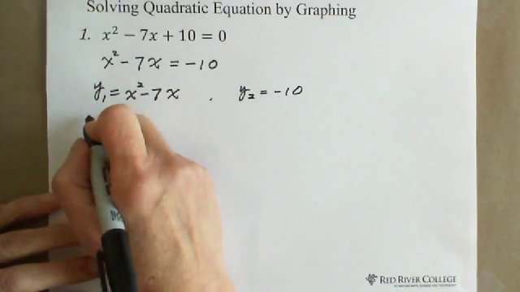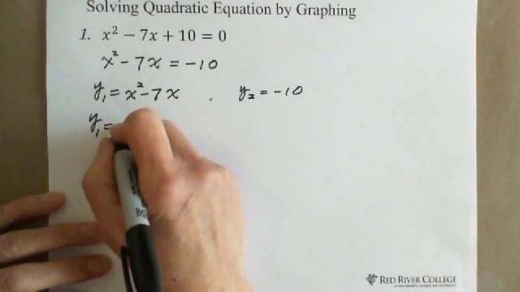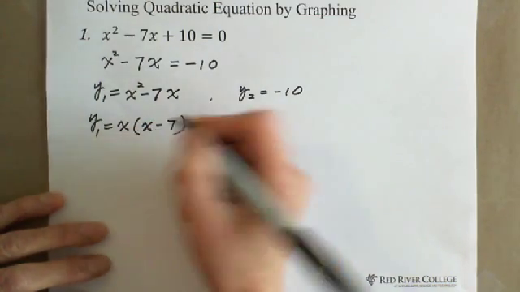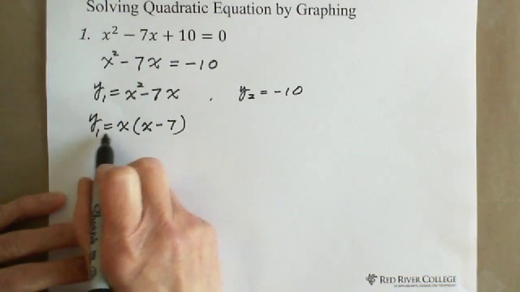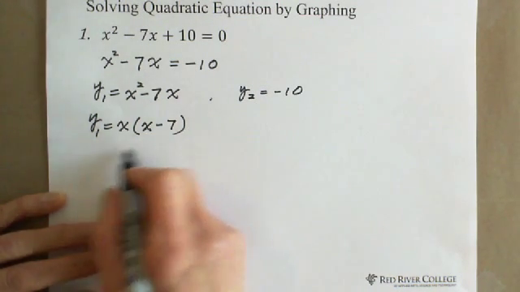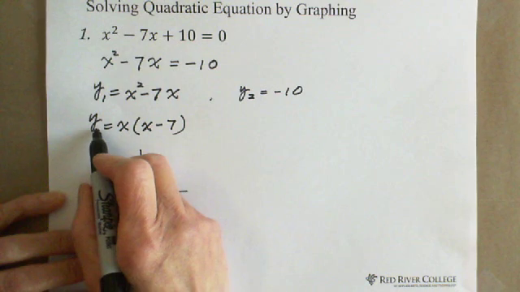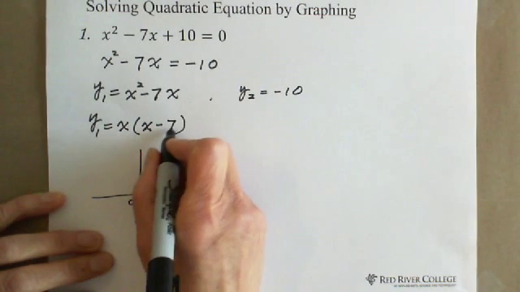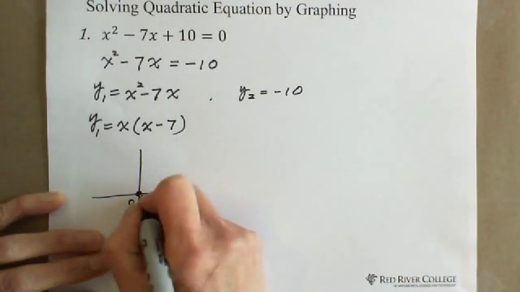To graph this, we can do it this way. y1 equals x squared minus 7x, they have a common factor of x. So pull x out. We have x times x minus 7. This makes the graph equal 0 when x equals 0, and when x minus 7 equals 0, x equals 7. These two, right?